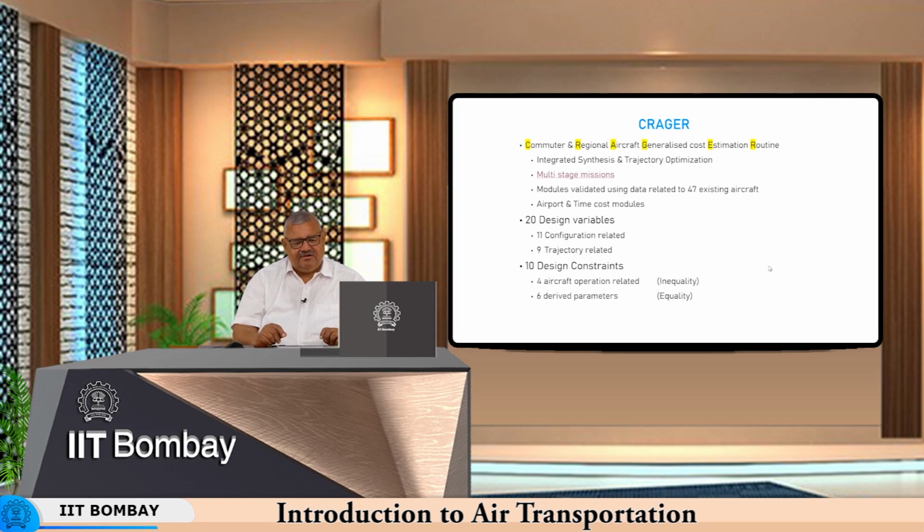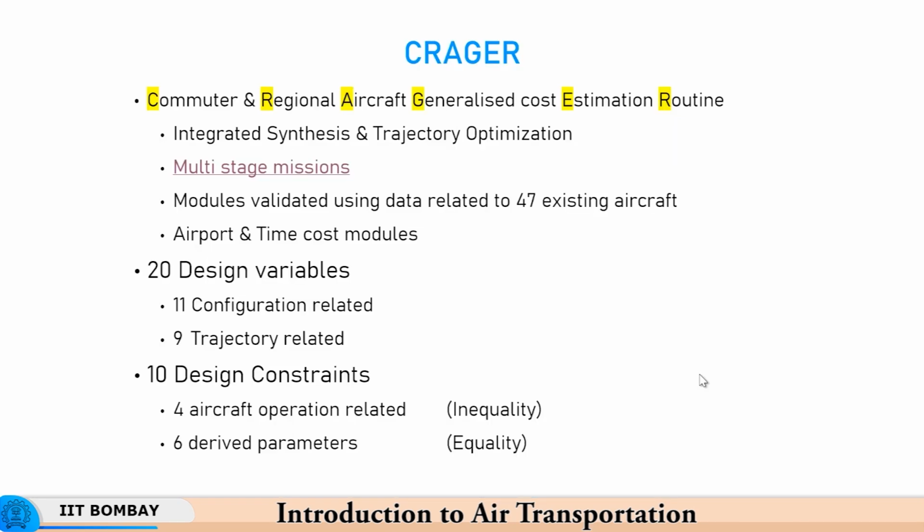4 of these constraints are related to the aircraft operation, and these are equality constraints, and 6 of these constraints are derived parameters which are given as an inequality constraint. Many of them are pseudo constraints just to ensure the feasibility of the design, and a few others are specific constraints, as we will see in the next slide.